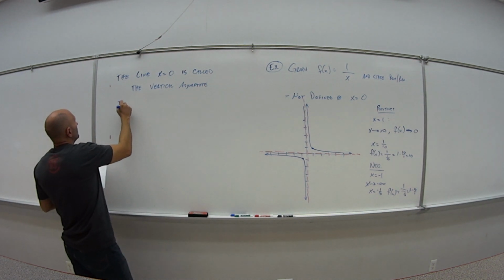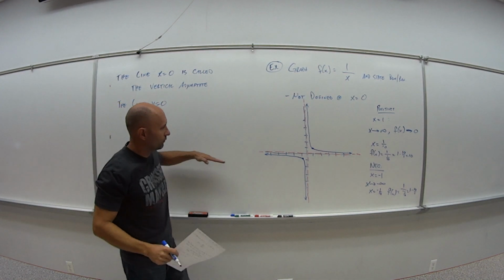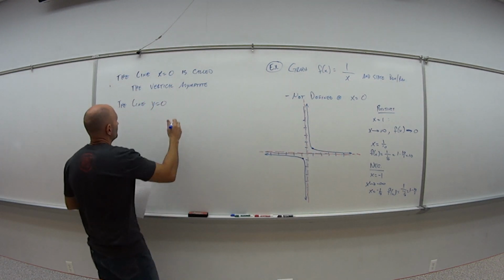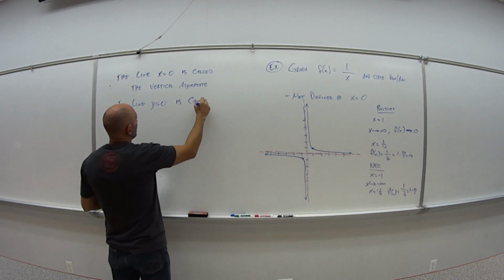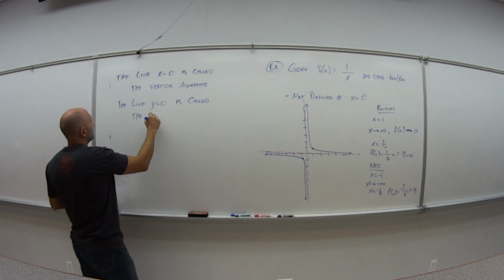And the line y equals 0. So when y equals 0, that's what? That's my x-axis, and it's horizontal, so as you can imagine, the line y equals 0 is called the horizontal asymptote.